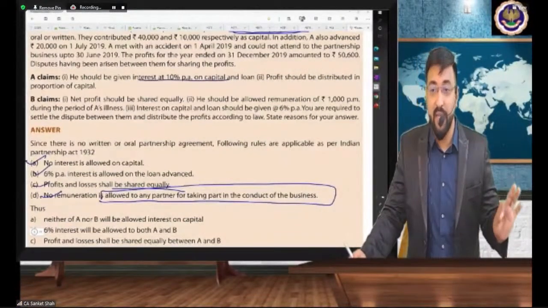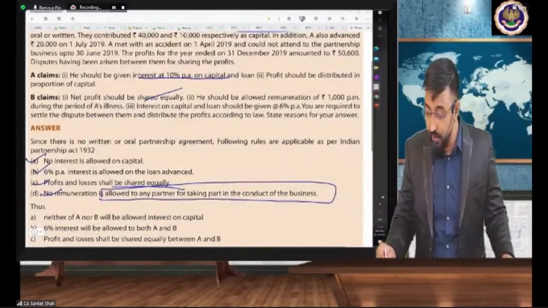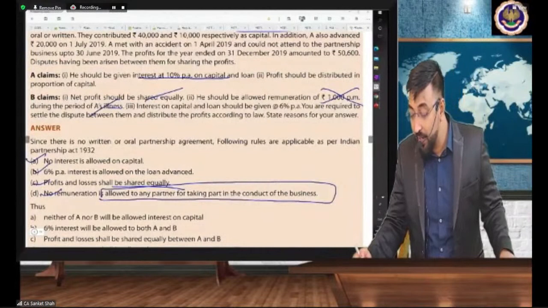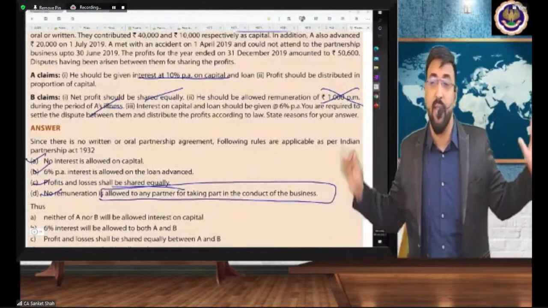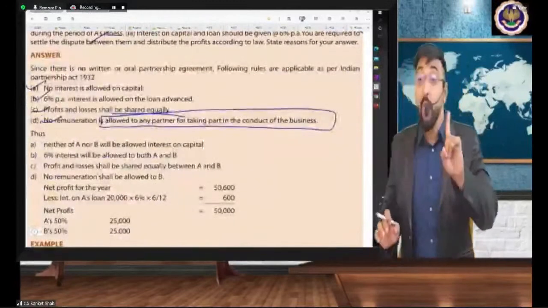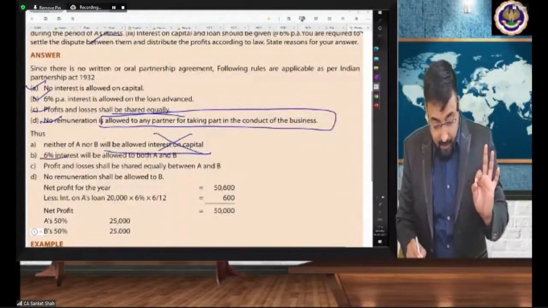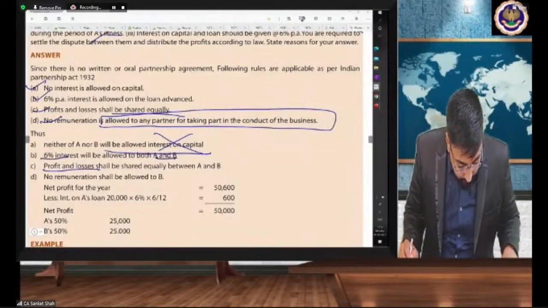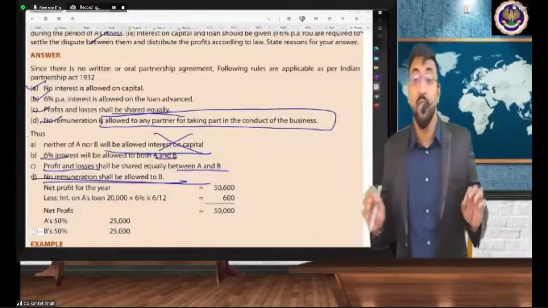Okay, so the answer is very easy. So here B claims net profit equally. Okay, remuneration not allowed when A was ill. Interest on capital and loan should be given at 6% per annum, and you are required to settle the dispute between them. So our suggestion is very simple. If the partnership deed is silent, you won't get any interest. So no interest is allowed. 6% interest on loan, profit and losses equally, and no remuneration is allowed to A. Okay, so the answer is very easy.